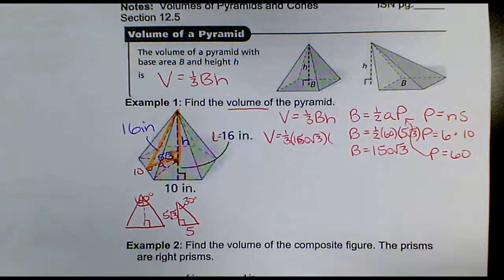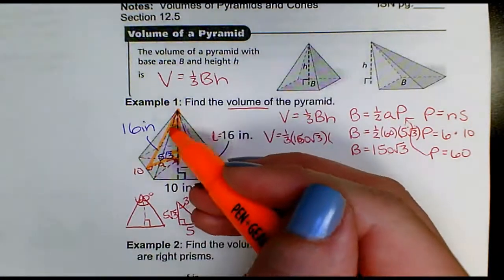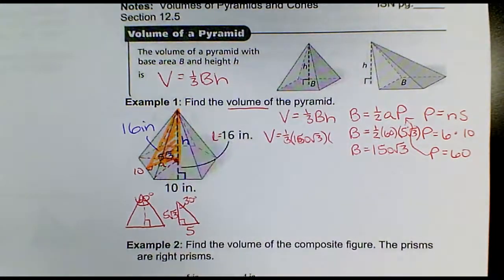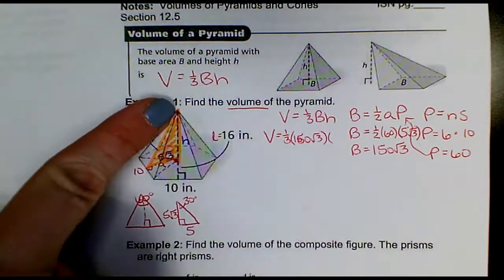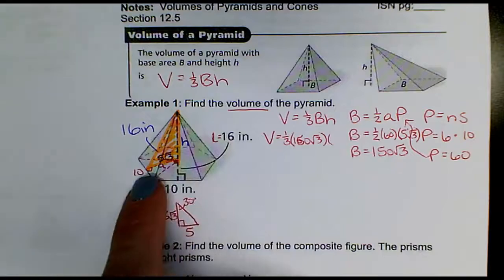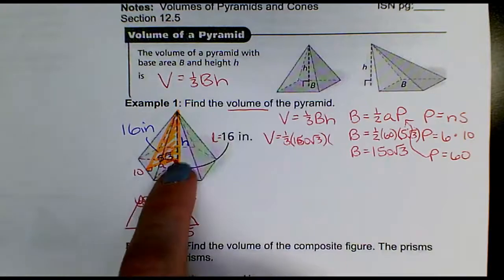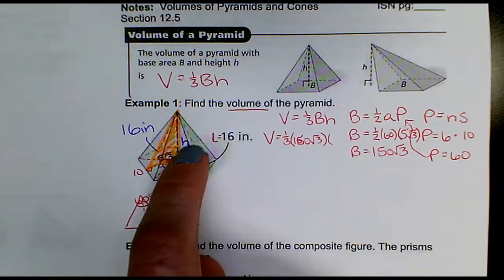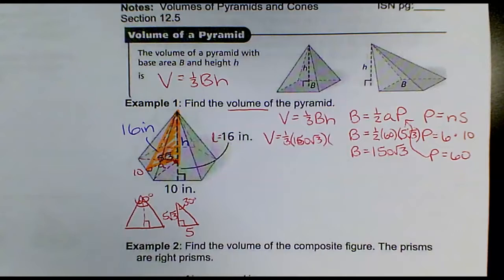So I have this kind of floating triangle right here, floating right triangle. It's kind of taken a slice out of my pyramid, and I need to figure out the height. And so I have the hypotenuse, which is 16 inches. I have this other leg, which is the apothem, that's 5 square roots of 3, and I'm looking for that missing piece. And so that missing piece can be found with the Pythagorean theorem.